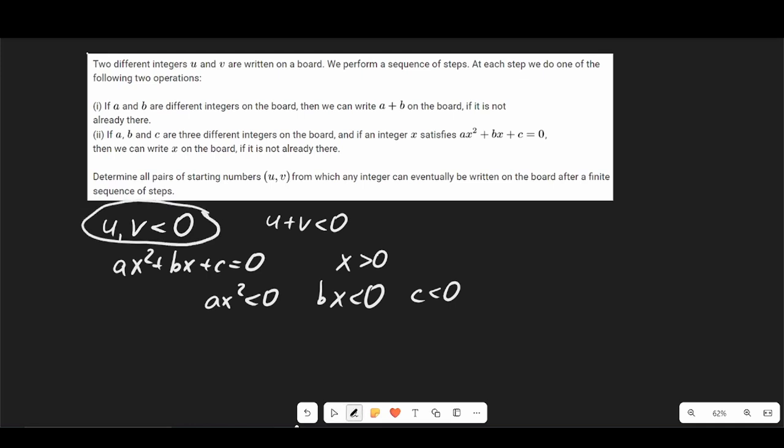Now let's consider the case when we have 0 and something. If we are given v equals 0 and any number u, by applying the first step, we cannot generate any new number. So we are getting only u and 0 written on the board, and we can't use the second operation either, because we don't have three distinct numbers.